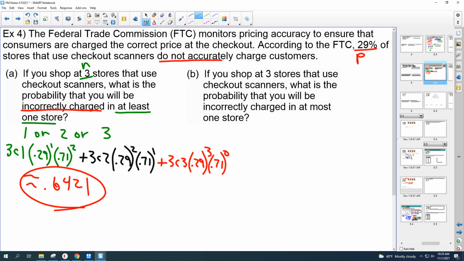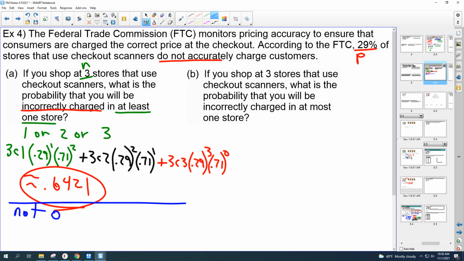Now, sometimes you can find a more efficient way of doing it. Okay? Can anybody think of a different way of doing this problem instead of what I did? Think about what at least one means. At least one means 1 or 2 or 3, but it could also mean, anybody? Not 0.